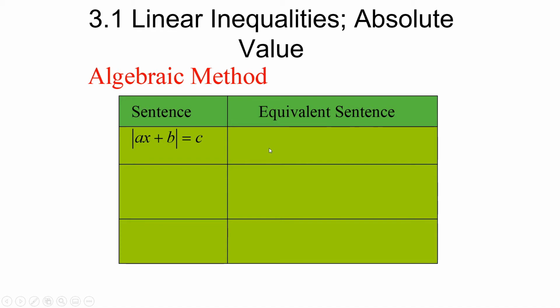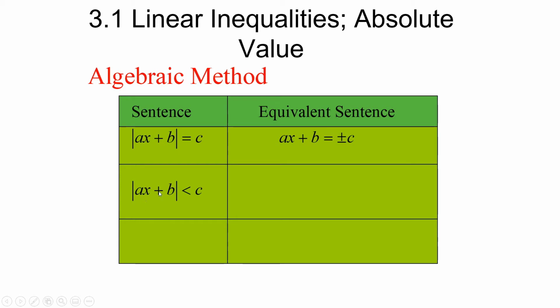So this creates two sentences over here on the right. I could say that ax plus b equals the opposite of c, or I could say ax plus b equals c. So I just wrote that ax plus b equals plus or minus c. And then you'd have to solve both of those. Now let's go to the inequality.